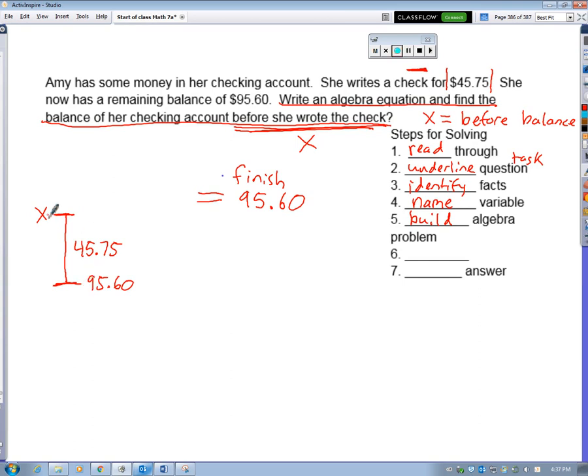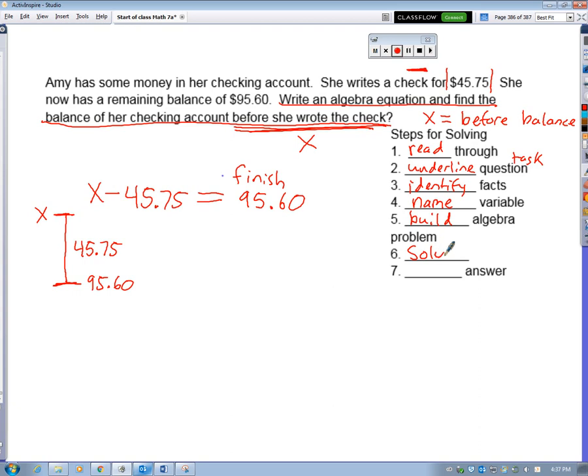Okay, so basically we have X minus this amount is going to give us the account balance. So we're going to write that out. We have her starting balance minus $45.75 is going to get us $95.60. Now we just need to go about solving this.